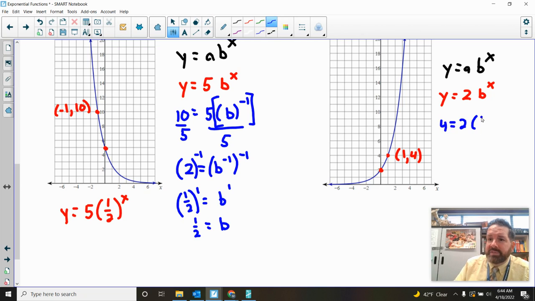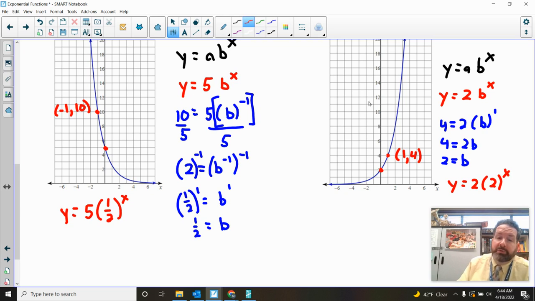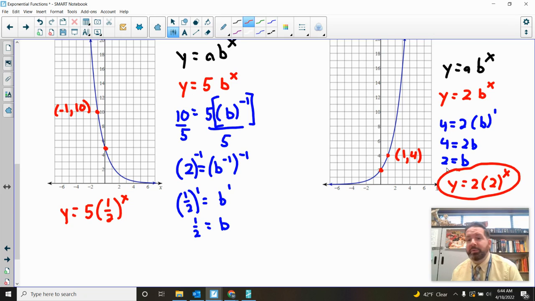That's 2 times b to the first. All right, b to the first is just b. Divide by the 2. And now we've got everything we need. So final answer, y equals 2 for the a. The b also happened to be 2. That happens sometimes. And then I would recommend giving it a final check with the Desmos graph.